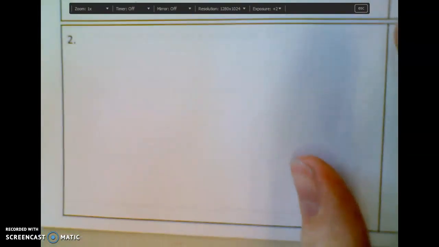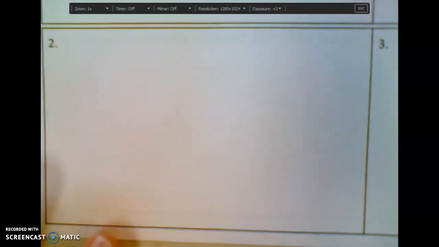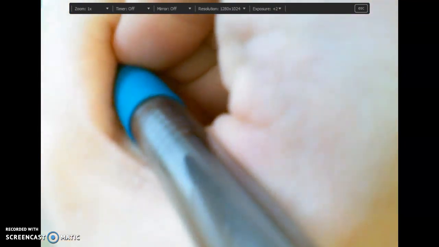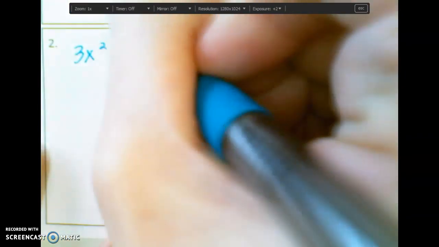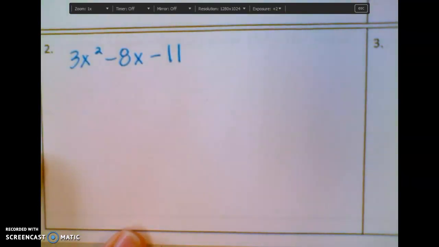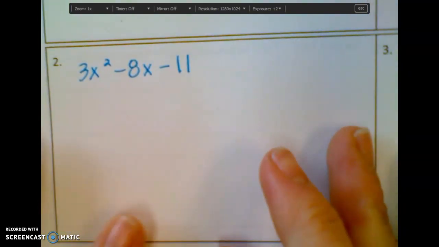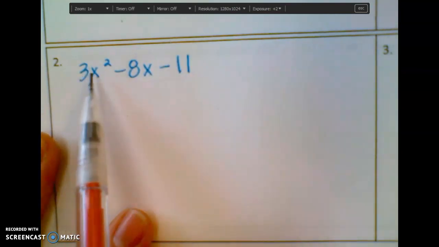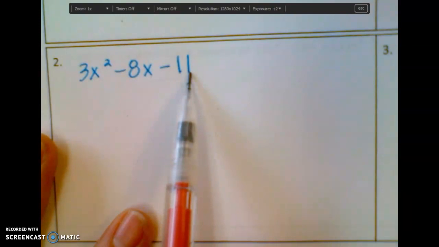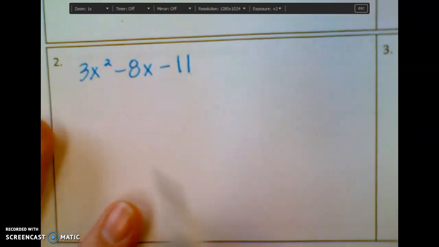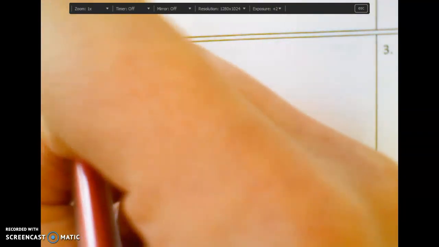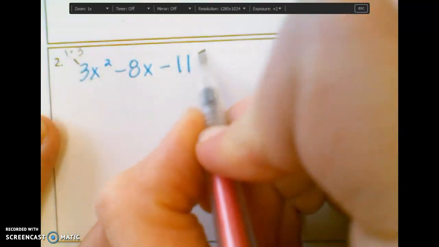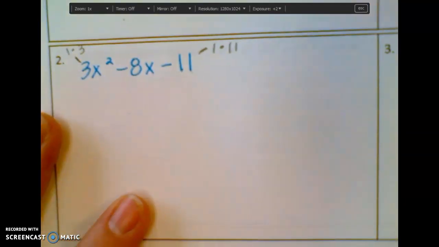Our first problem is going to be 3x squared minus 8x minus 11. All right, well, before we do the factors, GCF. Is there a GCF of 3x squared, 8x, and 11? No, no GCF, so now we can do the factors. Factors of 3 are 1 and 3. Factors of 11 are just 1 and 11.